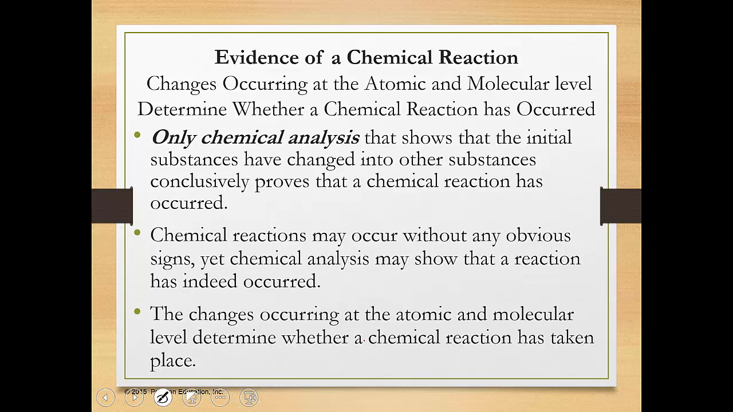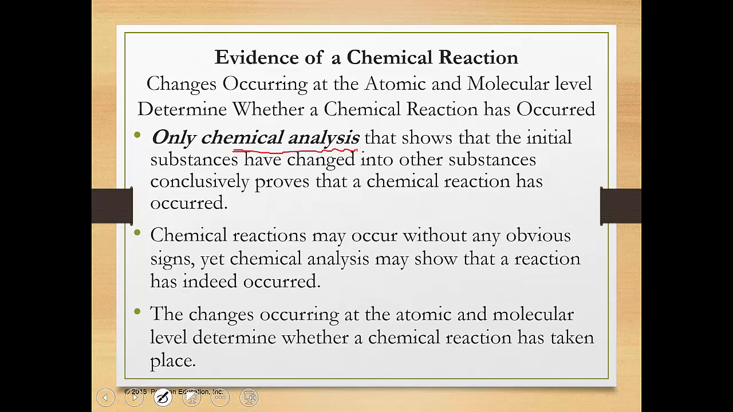All right, so we've already said that it's the changes that occur at the atomic and or molecular level that tell us whether or not a chemical reaction has occurred, but only chemical analysis that shows that the initial substances have changed into a new substance will prove conclusively that we have a chemical change. So we have to look for a chemical analysis. Now, a chemical analysis doesn't have to be anything that complicated. We just have to analyze the makeup of what we're starting with and what we're ending with after any sort of reaction.